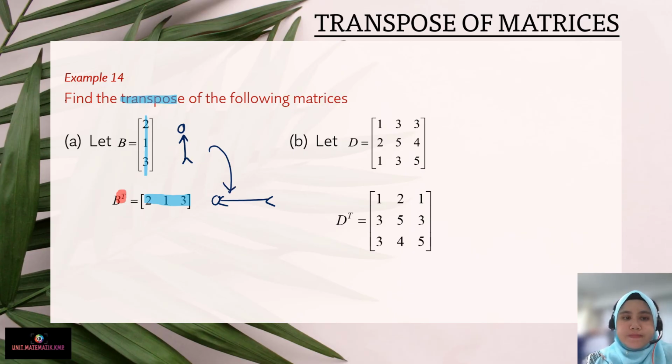Next, let's move to our matrix D. We have this 3 by 3 matrix. When you do the transpose, matrix D I see as a row, so I can see it as a column. I change the rows into columns for D transpose. Try to do the question in your tutorial and you will see this better.